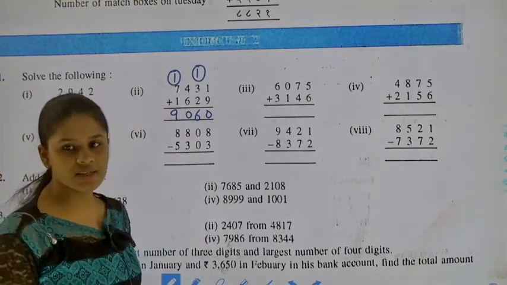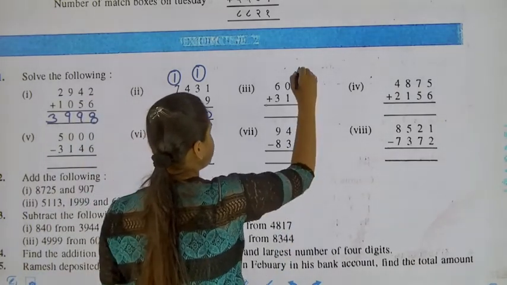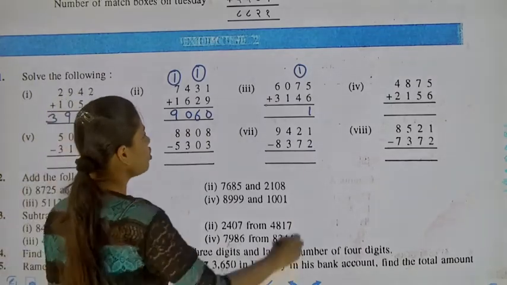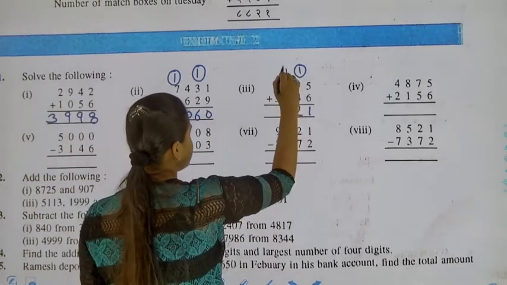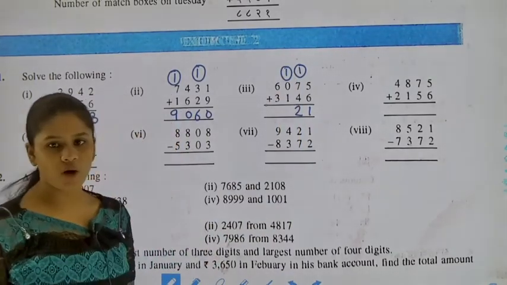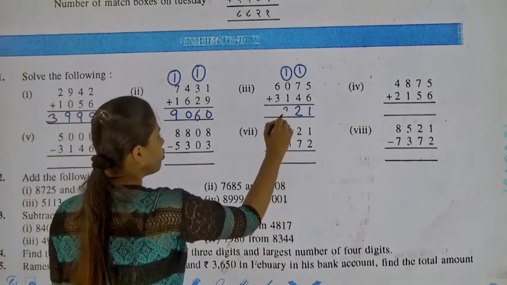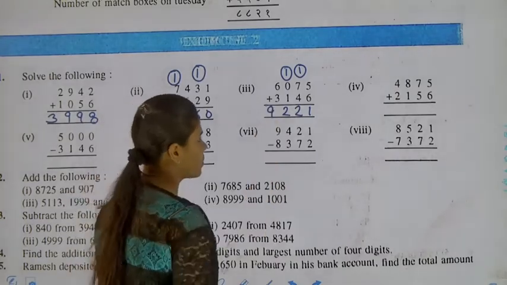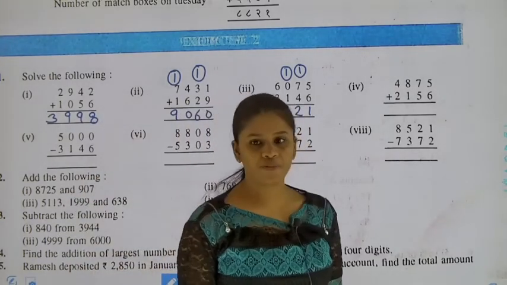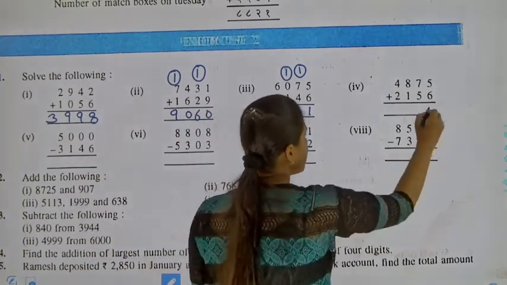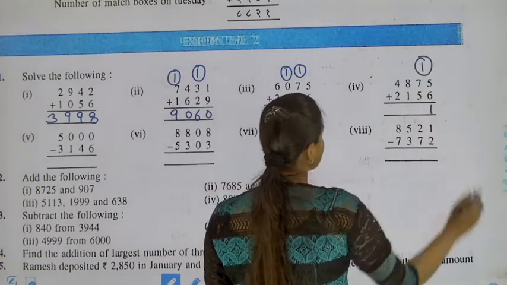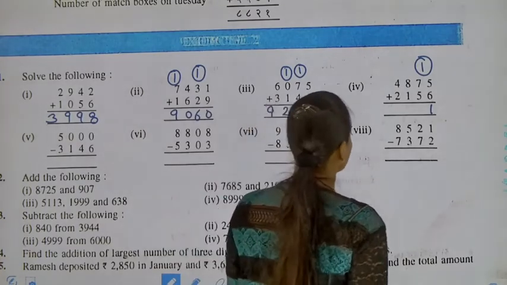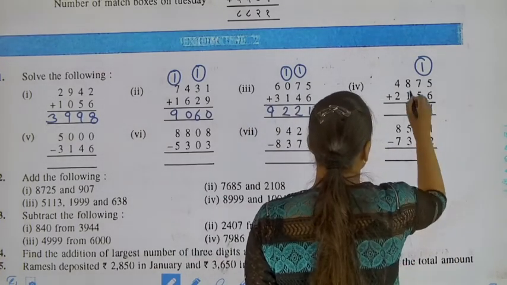5 plus 6, it will be 11. 7 plus 1, 8. 8 plus 4, 12. 1 plus 1, it will be 2. And 6 plus 3, it will be 9. Next, 5 plus 6, it will be 11. 7 plus 1, 8. 8 plus 5, 13.